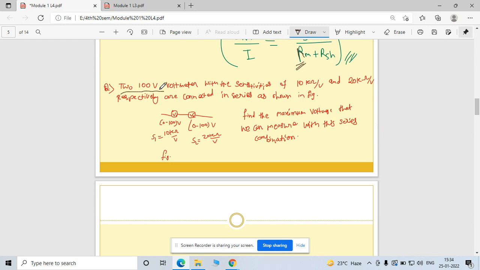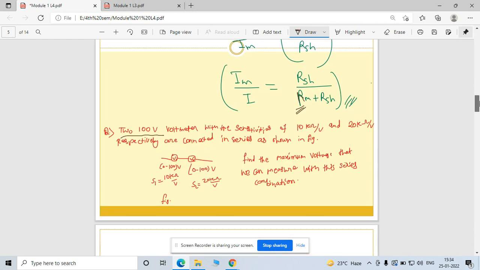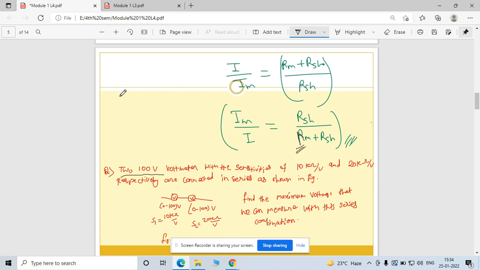Now this is one question. In the previous class I already discussed the sensitivity case, right? Now a different sensitivity is given to you. If sensitivity is given to you, what is the formula of sensitivity? It is change in output upon change in input. And one more form is 1 upon IFSD.